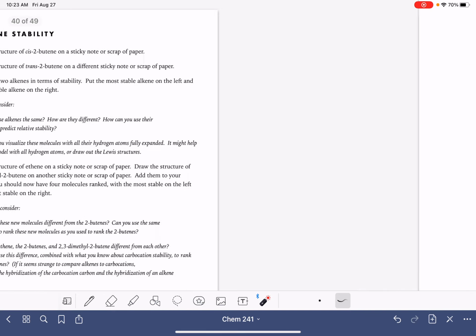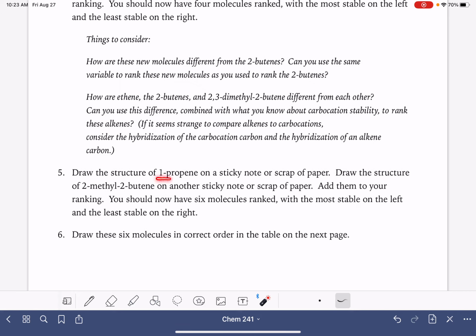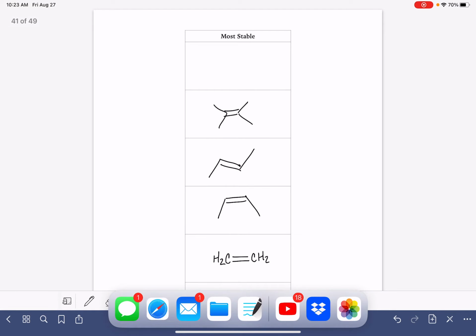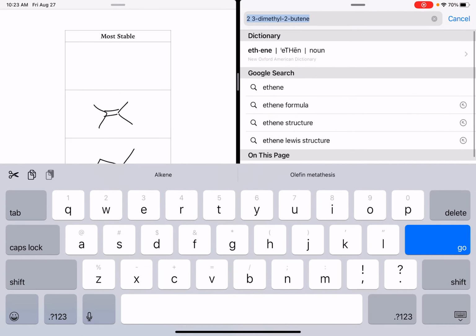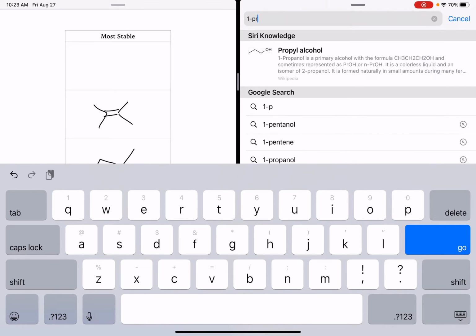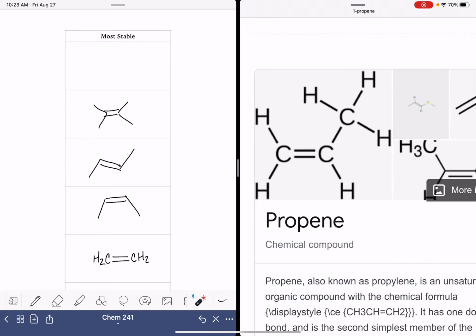So let's take a look at what we're going to do next. We've got 2 more molecules to go. We're going to do 1-propene and 2-methyl-2-butene. So let's use the internet to help us find those structures. 1-propene is a carbon-carbon double bond with 1 methyl group on it. So that would look like this.